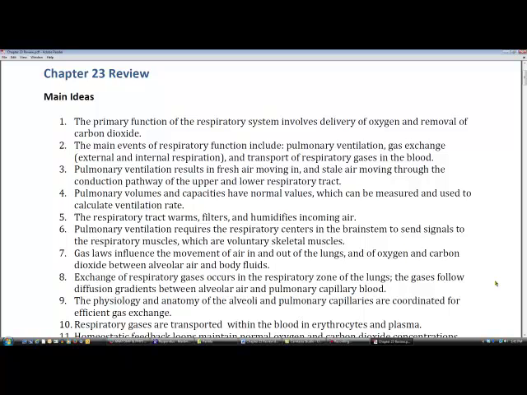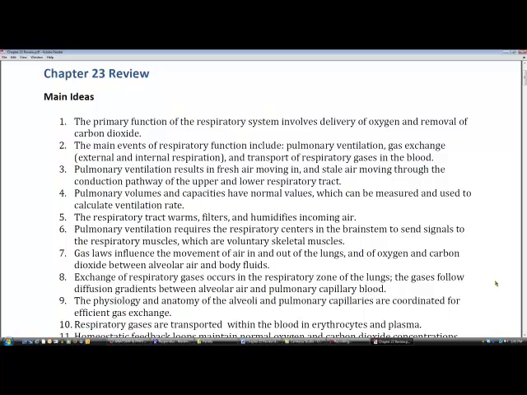The place where the respiratory gases get exchanged, oxygen and carbon dioxide, is called the respiratory zone. The respiratory zone is the part of the lung where the wall dividing the air from the blood is thin enough to allow those gases to diffuse. And that, of course, is mostly at the alveoli. Gas exchange occurs between alveolar air and pulmonary capillary blood. That would be external respiration.